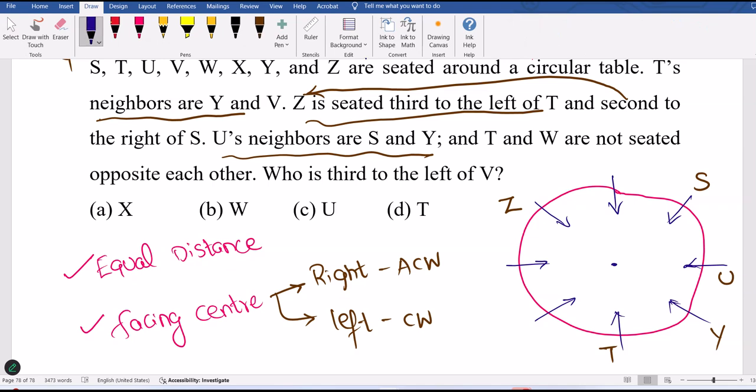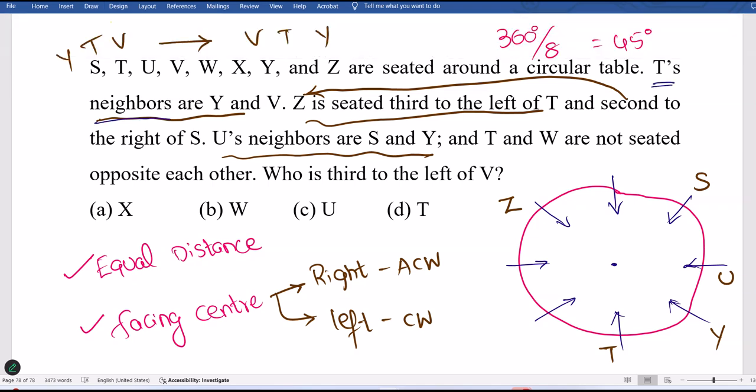T's neighbors are Y and V. One neighbor is already Y, so this should be V. This is the correct one, not this one. It should be VTY, not YTV. Now T and W are not opposite, which means W will come here. The one person finally left over is X, who should be here. Now the question: who is third to the left of V? It's nothing but X. We can go for option A. Third to the left of V is X, so option A is correct.